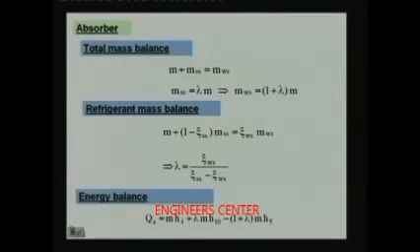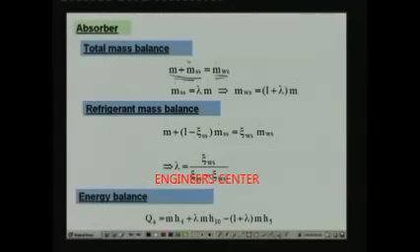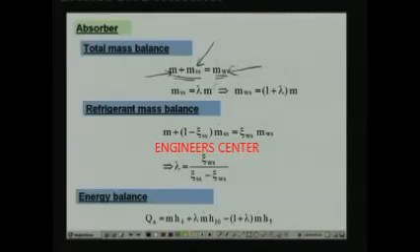Now let us come to the absorber. In the absorber we have both refrigerant as well as solution. So first let us apply the total mass balance. This is the total mass entering the absorber, and this is the total mass leaving the absorber. What is the mass entering the absorber? This is the pure refrigerant mass flow rate, and this is the strong solution flow rate from the generator. This is what is entering the absorber. What is leaving the absorber is a weak solution. So the total mass flow rate is conserved.